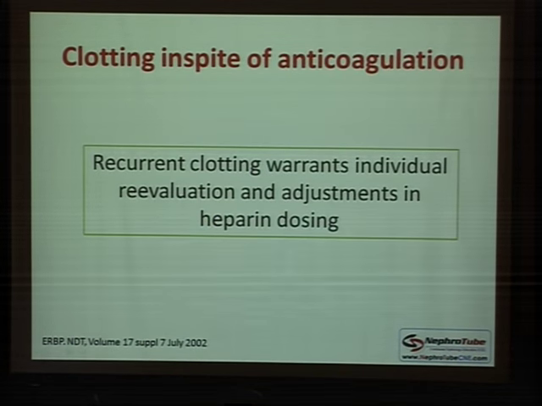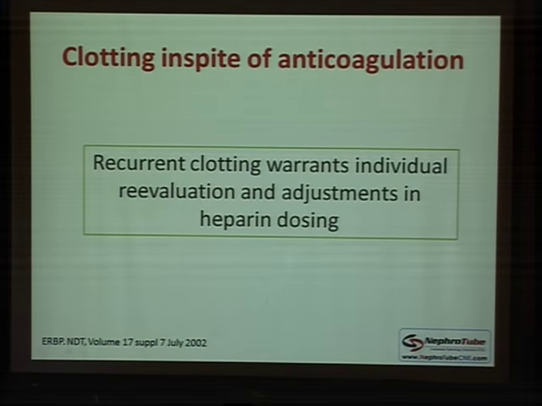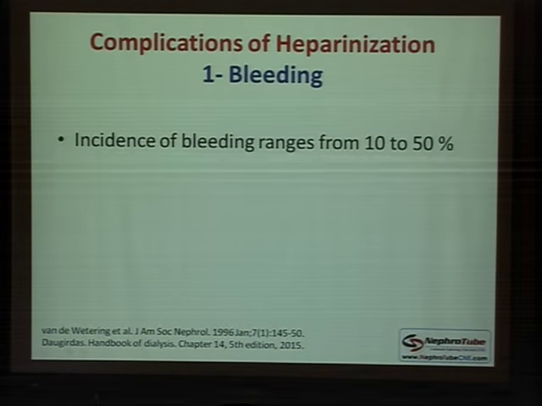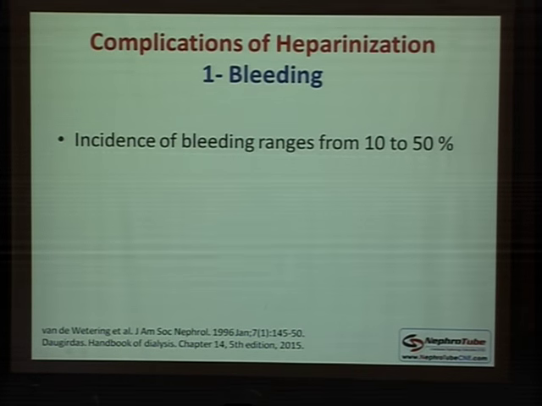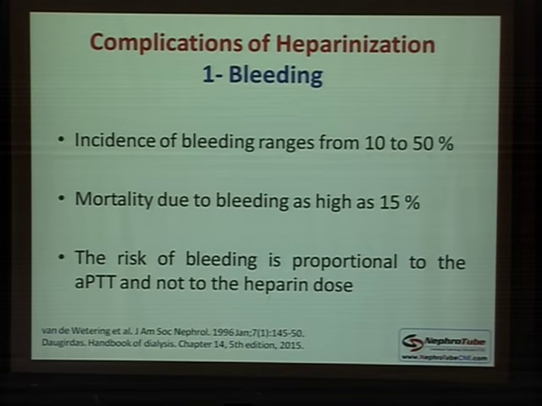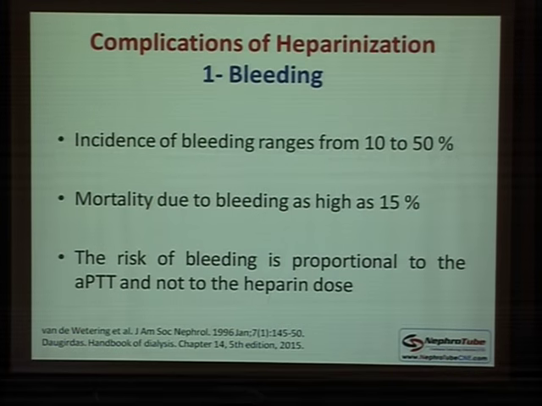Okay. But if there is recurrent clotting and other causes are excluded, then we have to readjust and re-evaluate our heparin dose. What are the main complications of heparinization? First of all is bleeding. Incidence of bleeding is about 10 to 50%. Mortality due to bleeding is as high as 15%. The risk of bleeding is proportional to the activated partial thromboplastin time and not to the heparin dose, so it may be individualized in our patients. Not all patients may receive the same dose of heparin.